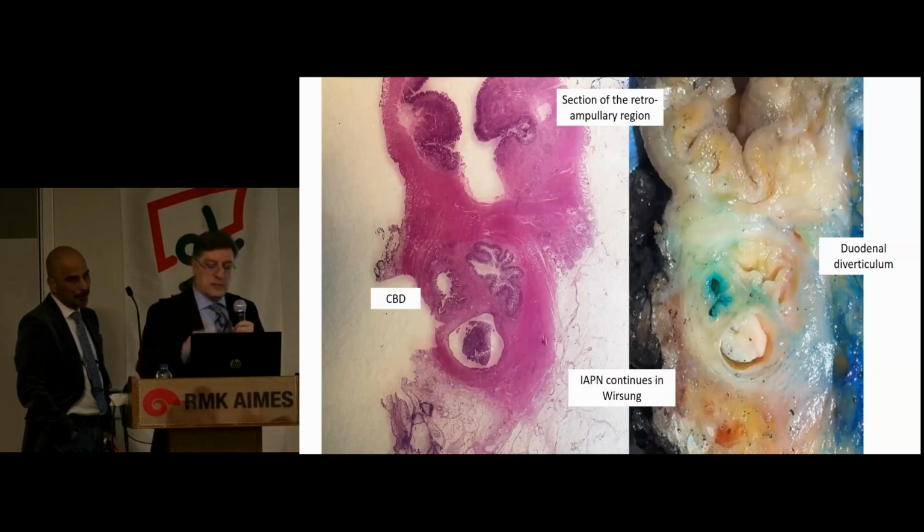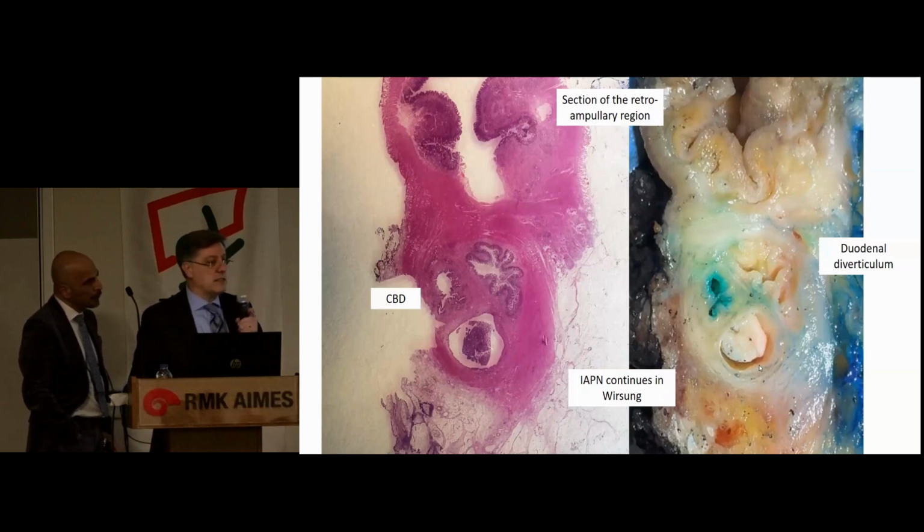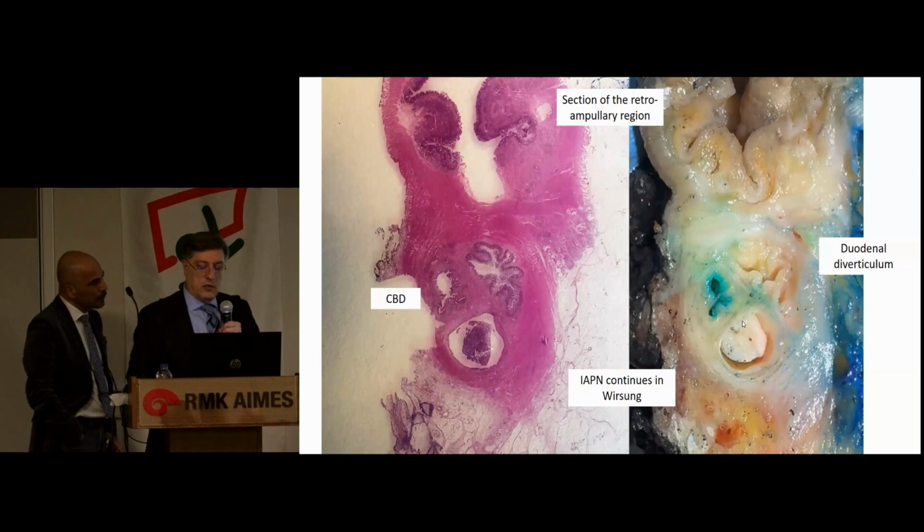So we are doing this duct-centric cutting, and you see here a common bile duct, and this is the pancreatic duct. In this case, as it was illustrated earlier, the polypoid lesion extended to the pancreatic side a little bit more than it extended to the common bile duct side.